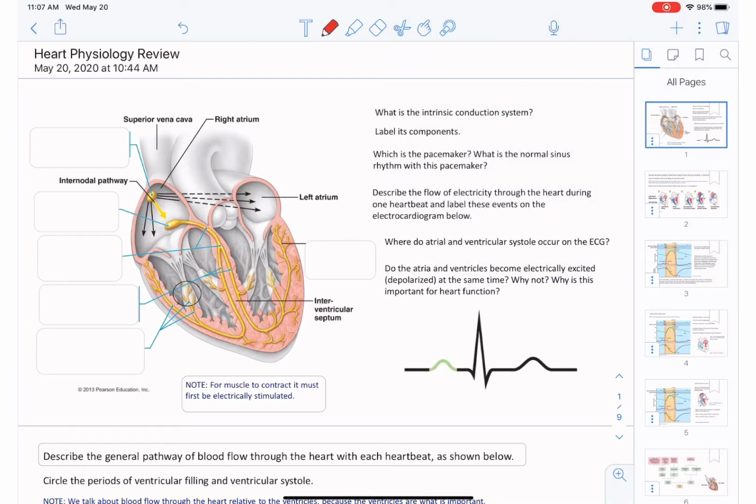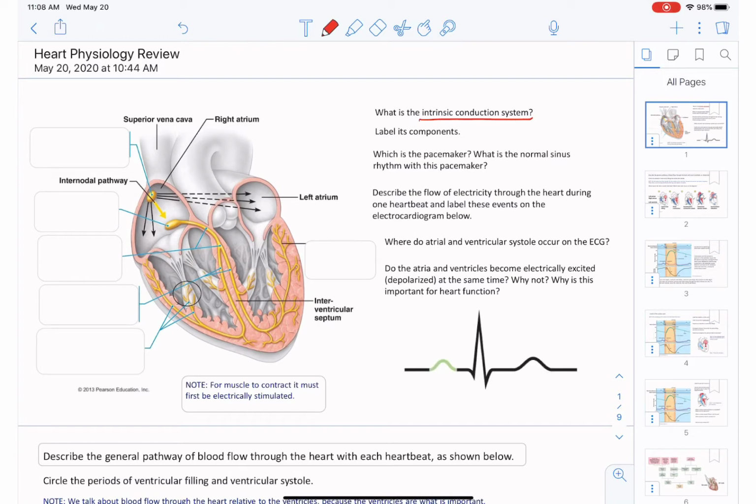Okay, back to our original question. What is the intrinsic conduction system? The intrinsic conduction system is the electrical system within the heart that's going to cause the heart to contract.